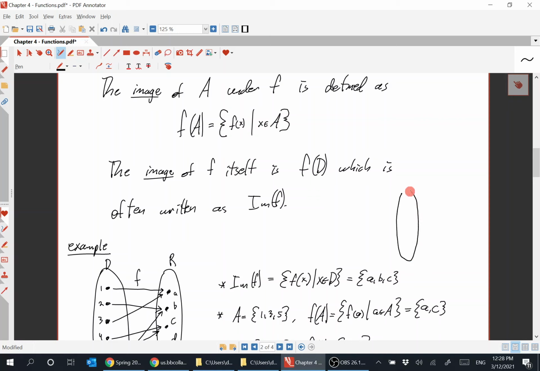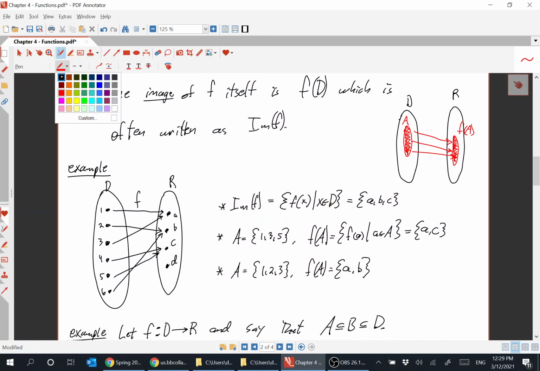So intuitively, you will think like this. If this is the domain, in terms of the bubble diagram here, and this is the range, and this is the set A, then f of A is all the stuff that A gets sent to under f. So here's A, there's f of A.